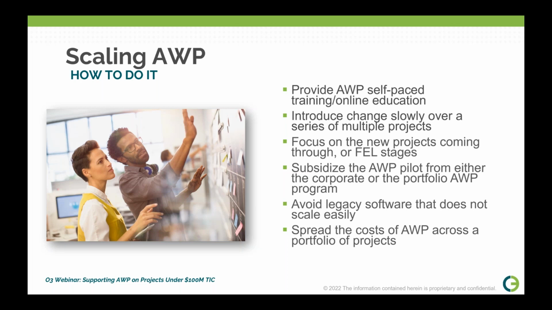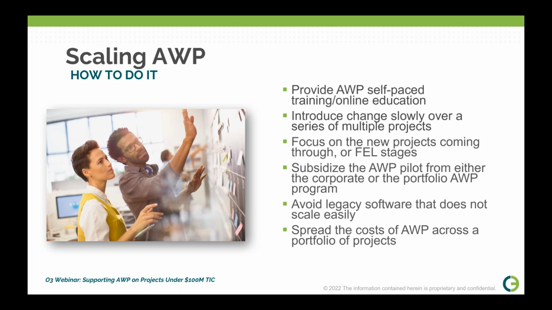Introduce change slowly over a series of multiple projects. Focus on the new projects coming through or front-end loading stages. That is, you could basically start these new projects in FEL1 or FEL2. Subsidize the AWP pilot from either the corporate or the portfolio AWP program. Avoid legacy software that does not scale easily. Spread the cost of AWP across a portfolio of projects.